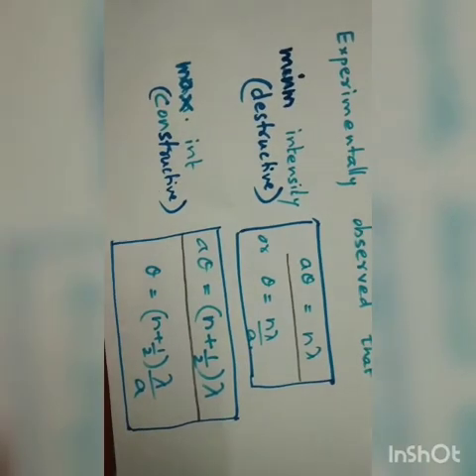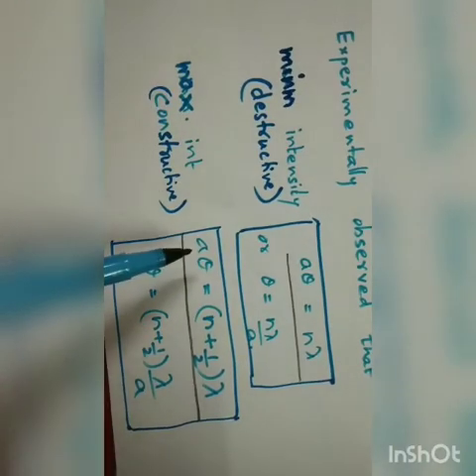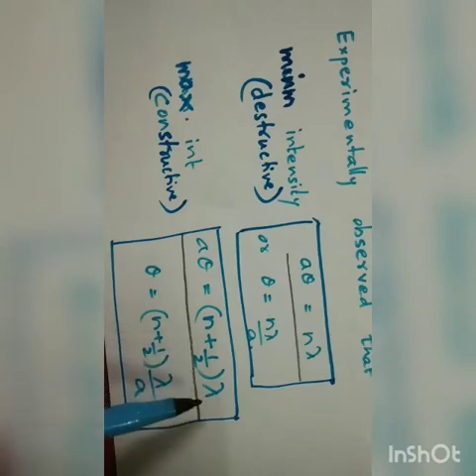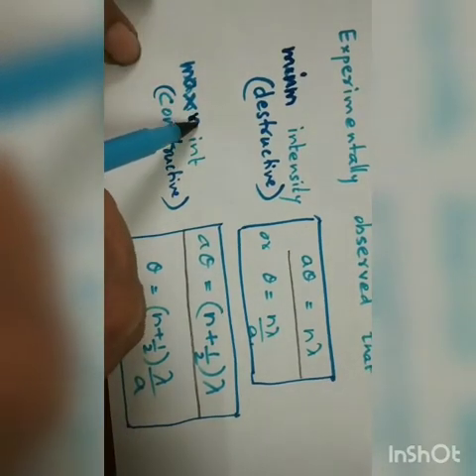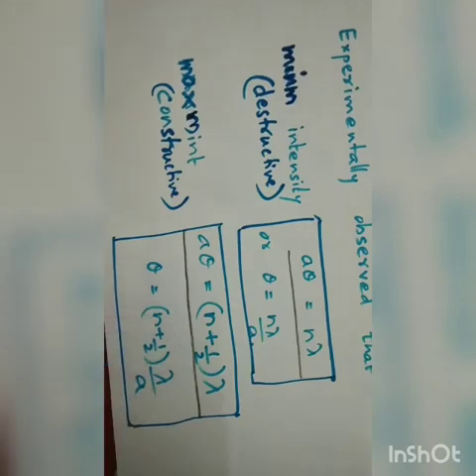Condition for maximum intensity, let's see what it is. A theta equals n plus half lambda, or theta equals n plus half lambda by a. Constructive, maximum intensity is the case a theta equals n plus half lambda, which is opposite to that of interference. In interference, n plus half lambda was destructive. In diffraction, that is the condition for constructive.